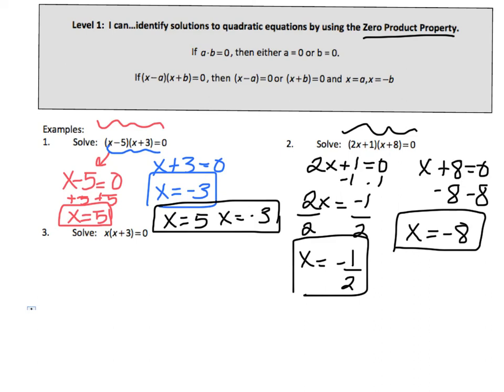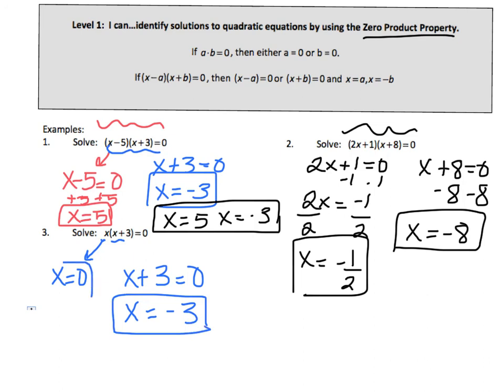Okay. The last one here, we've got two factors, x and then x plus 3. x does make a difference. You do have to account for that. So x equals 0 is one, and x plus 3 equals 0 is another. So x could equal 0 or x could equal negative 3. So that's level 1. Go ahead and practice those.